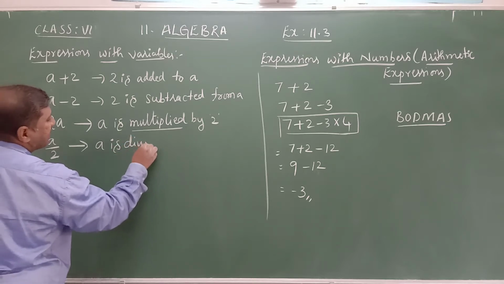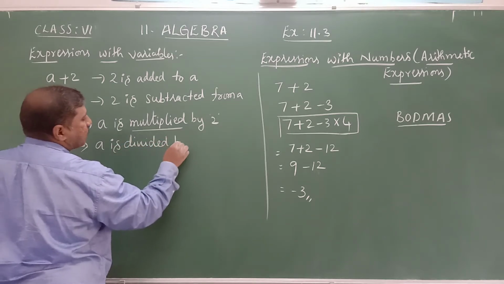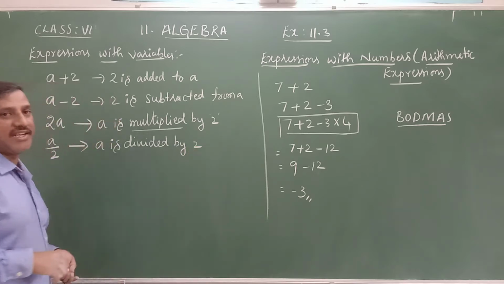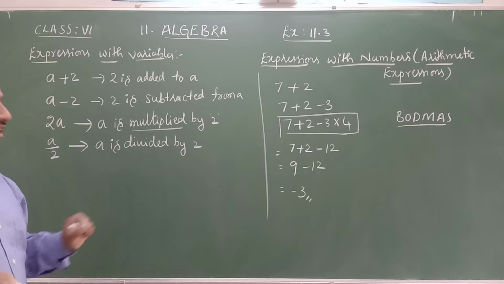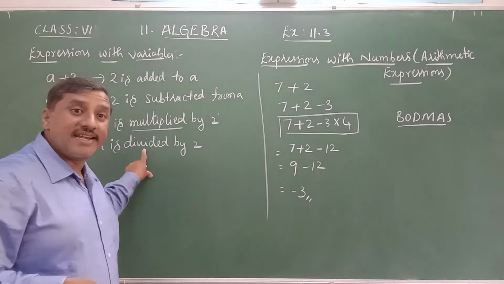A is divided by 2. So here A is a variable and 2 is a number. We are using the arithmetic operation of division.